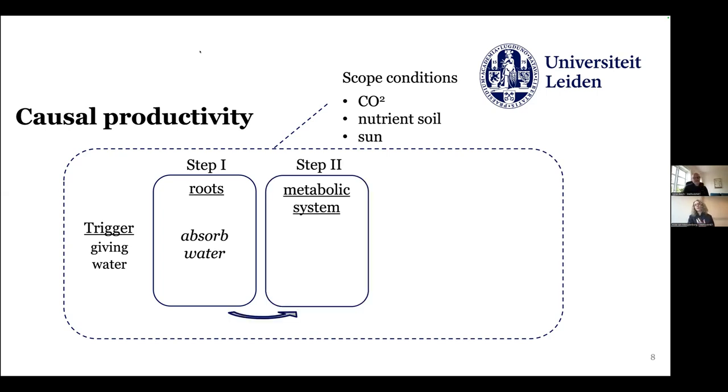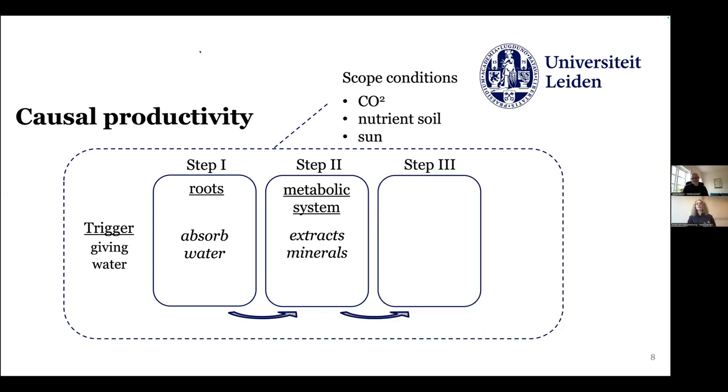And in this case, we'll just have to imagine that a tree, somehow like a human, has a metabolic system that starts extracting the minerals from the water. And we can see how within the scope condition, the second step kind of logically follows from the first, and then we can continue on.